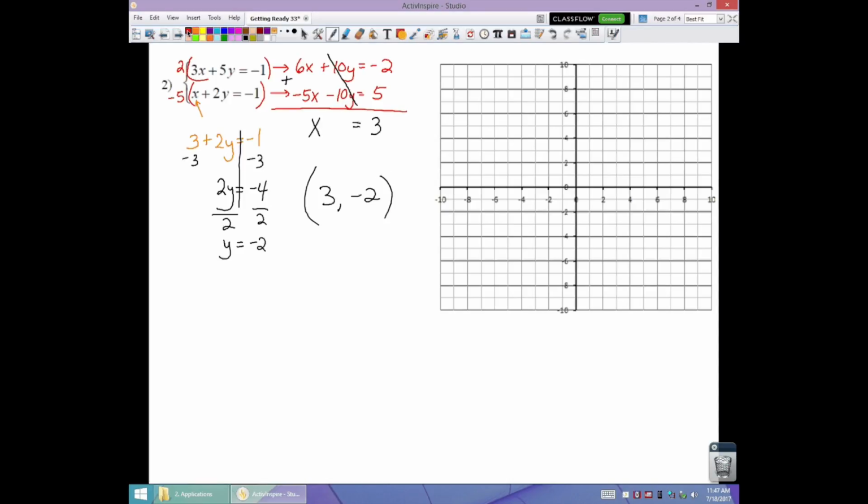And now, to graph my two equations, remember I want to go back to the originals. So one of them is 3x plus 5y equals -1. It's in standard form, so I will graph it by finding the x and y intercepts. The second equation is x plus 2y equals -1, also standard form. So graph it by locating the intercepts.